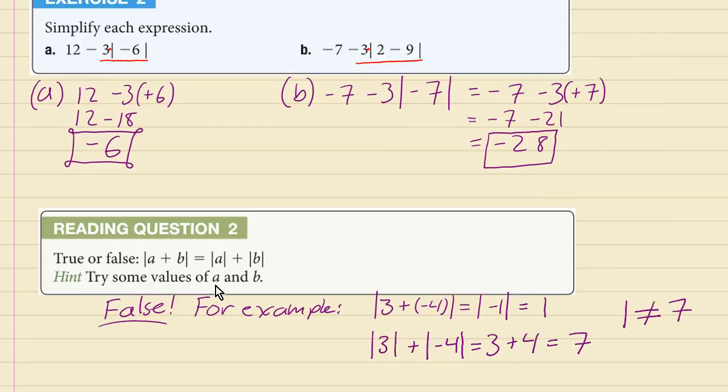Here's an example of a value of a and a value of b that makes this equation false. If they're opposite sign, anything where they're opposite sign should work just fine. So for example, 3 and negative 4, the absolute value of 3 plus negative 4, that's like the left side of this, comes out to be the absolute value of negative 1, which then becomes 1. But if you do the absolute value of 3 and negative 4 separately, you'll get 3 plus 4, which is 7, and 1 is not equal to 7. So that makes it false.